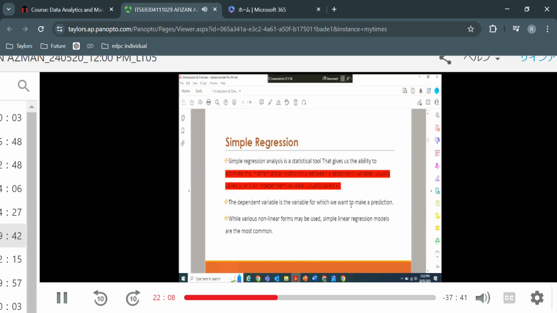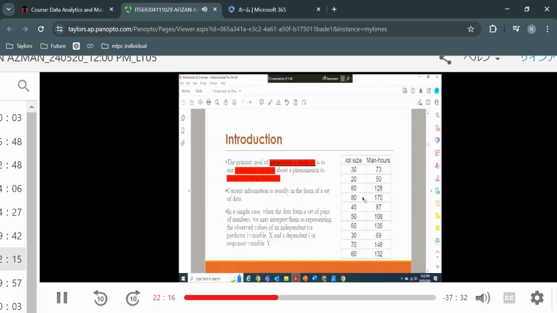So you want to check the relationship between the Y and X. That already becomes a simple linear regression when your X is only one variable. Okay, so that is actually a definition. So for example like this, they want to see the lot size with the man hours.